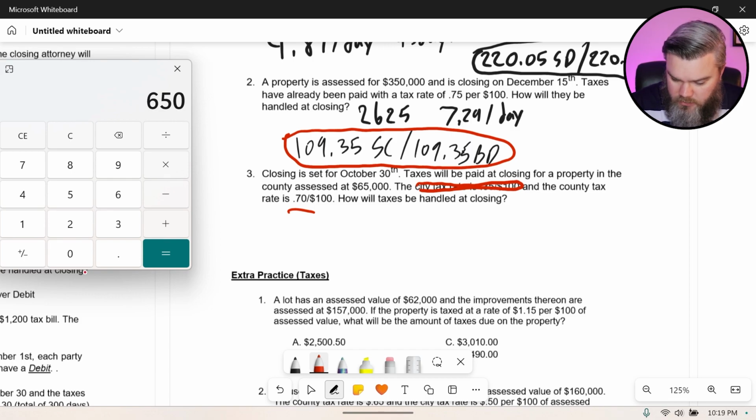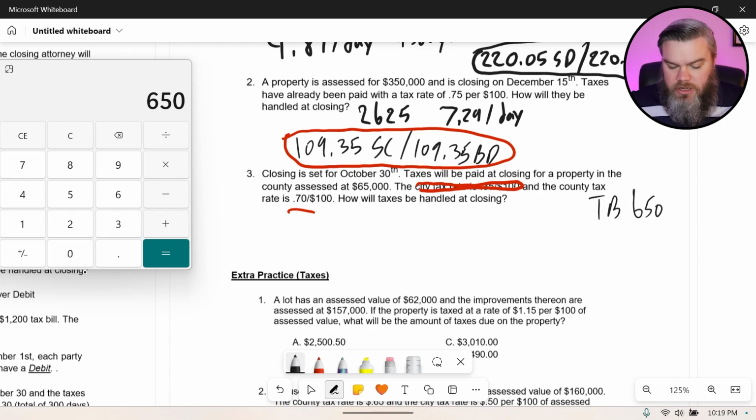Okay, so we're going to put that. Okay, tax bill. Let's go back to black. Tax bill of $650. So the question is, how will this be handled at closing? Taxes will be paid at closing. This is that double debit scenario. Nobody has swiped their card. Nobody's paid the taxes yet. So what we're going to do is figure out both portions and debit from both parties. It's called a double debit.